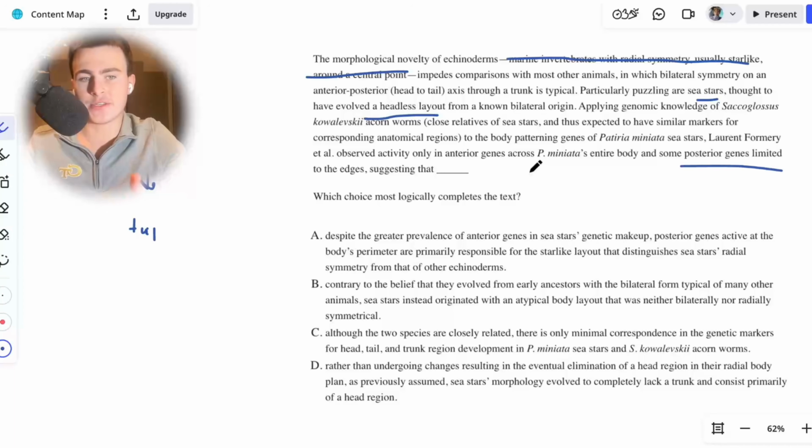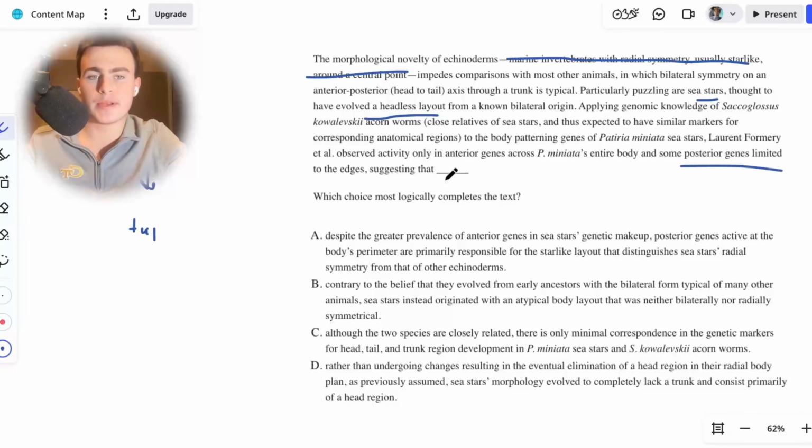And then they actually studied it and found that they have a ton of anterior genes and some posterior genes. So a lot of anterior genes means that they have like a head, but just a lot of it, probably scattered around the sea star. And they have a little bit of tail genes. So this claim right here, headless layout, is going to be incorrect, certainly. Which one completes the text?